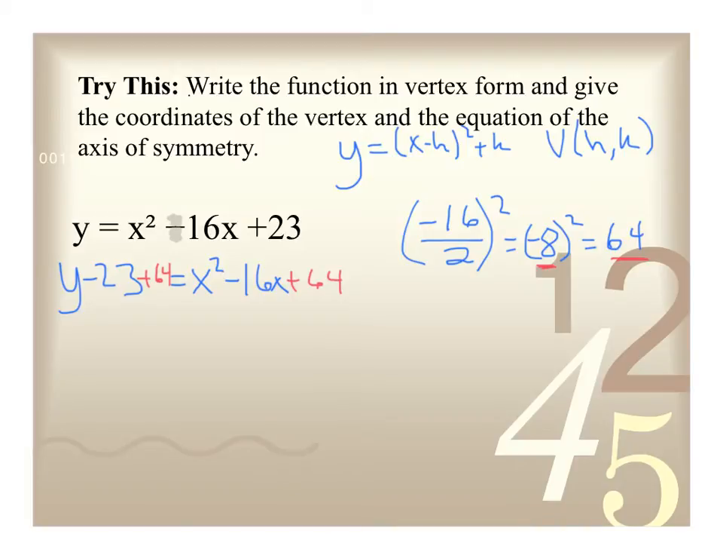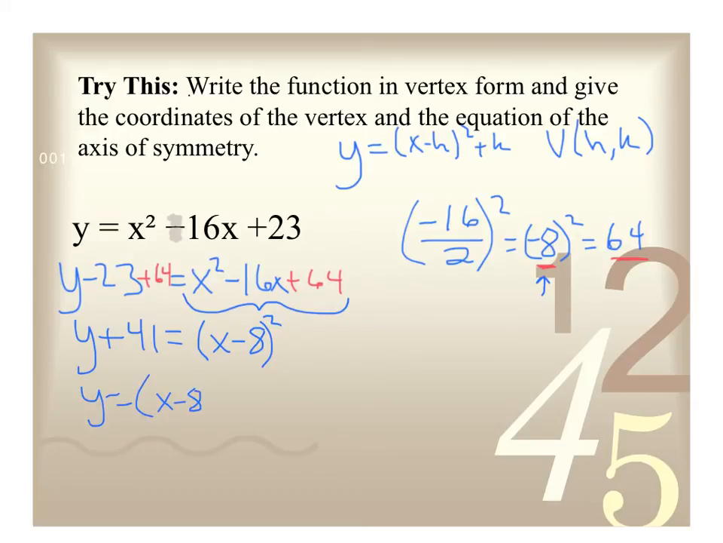Alright, so we have negative 23 plus 64, so I'm going to have y plus 41 equals, then I have over here, if I factor this, I get x minus 8. Remember, I used this guy right here, that negative 8 right there, and of course it's squared. From here I got one more step to make sure that it looks like the vertex form right there. Subtract that 41, so I get y equals x minus 8 squared minus 41.